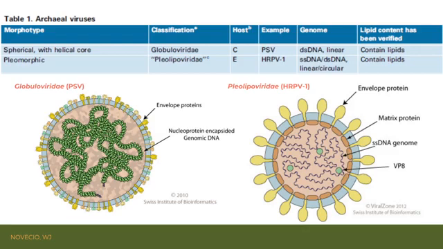And lastly, this spherical virus group is represented by the viral family Globuloviridae, which includes Pyrobaculum spherical virus or PSV and Thermoproteus tenax spherical virus 1 or TTSV1. So the virion consists of a lipid envelope surrounding a linear double-stranded DNA genome that forms a helical nucleoprotein complex.